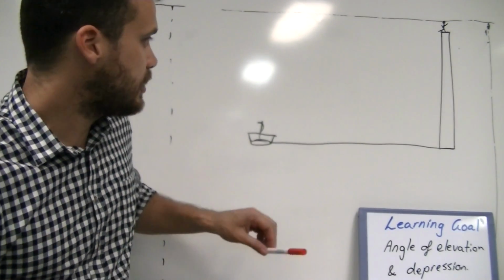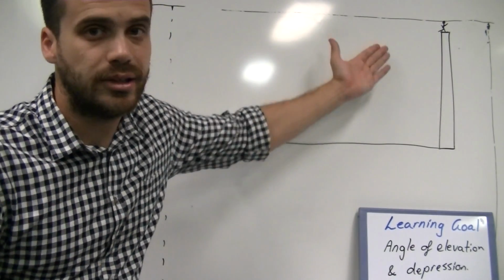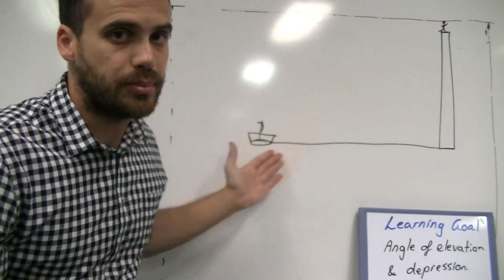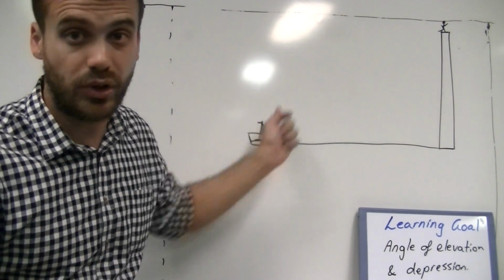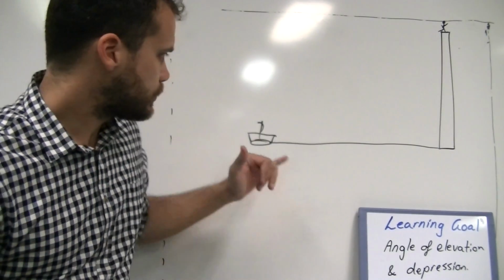Now remember that an angle of elevation, normally when you're doing a question like this, it seems to be a boat and a cliff. It could be an aeroplane and a person. It could be a person flying a kite. In any case, it's fairly predictable stuff.